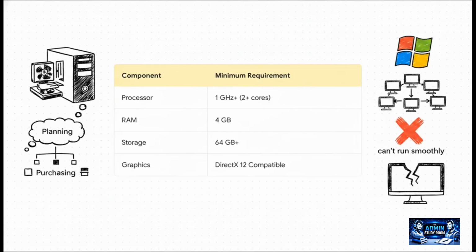And of course, that powerful OS needs a decent place to run. Knowing these minimum hardware requirements is, well, it's not optional. This ties directly back to that very first stage of the life cycle we talked about, planning and purchasing. You simply can't deploy Windows if your hardware can't handle it.